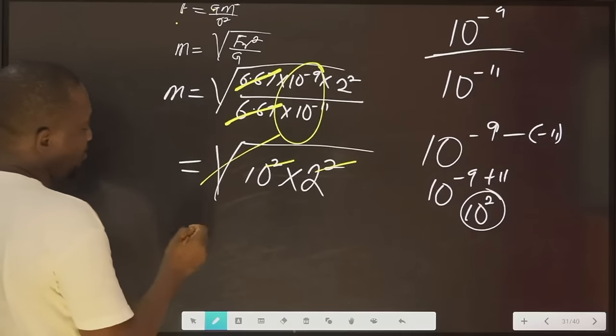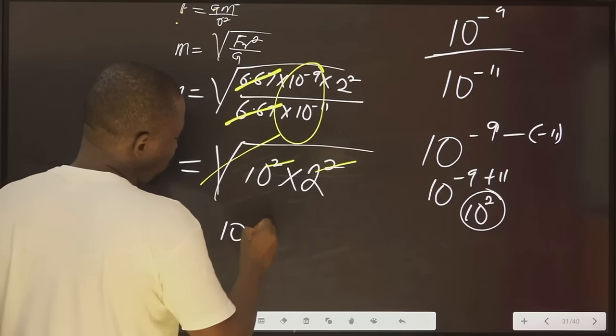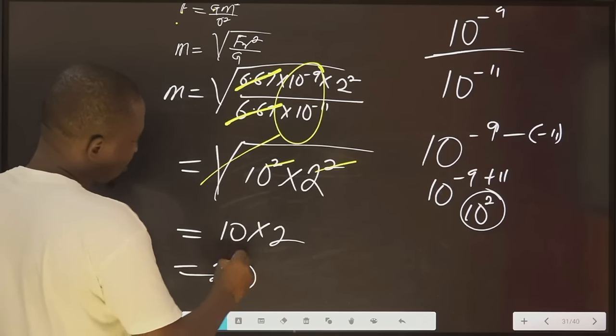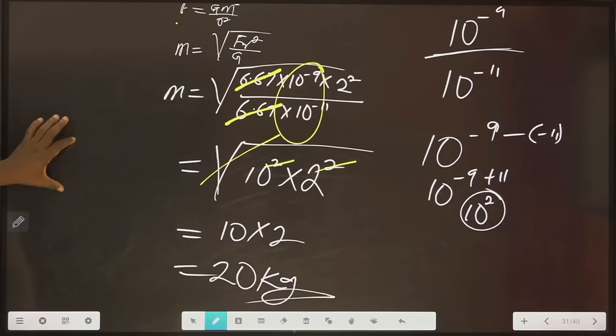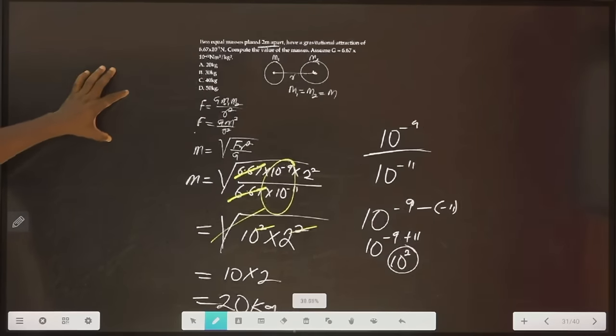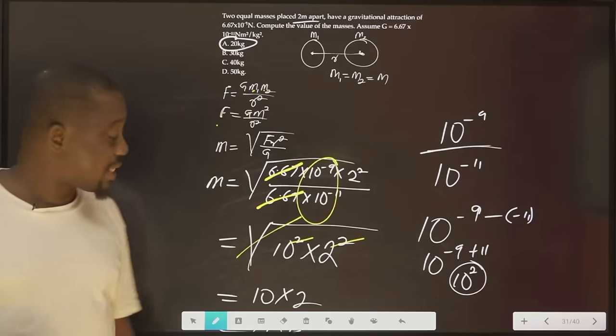Okay, that is to say now, what we are left with is 10 times 2, which is 20. 20 kg. Let's see the answers. Yeah, there is 20 kg here. Hope you understand this.